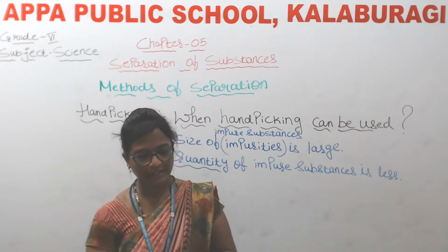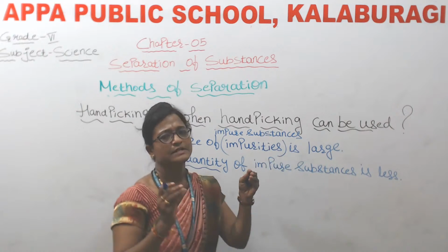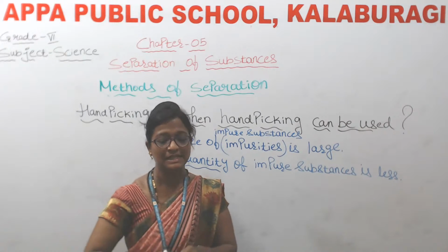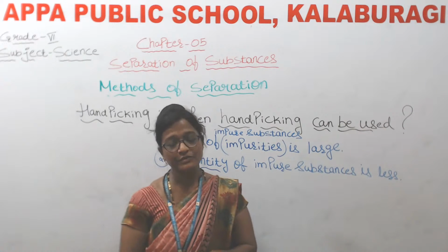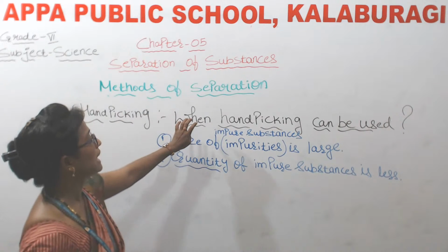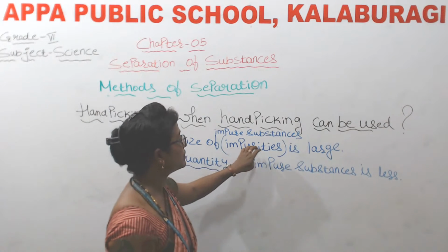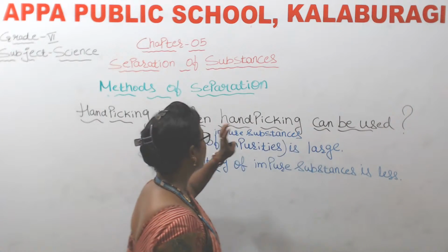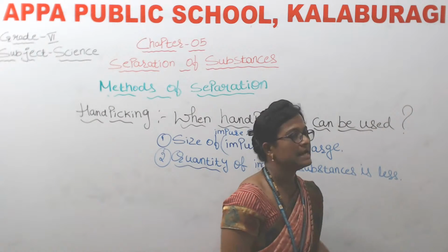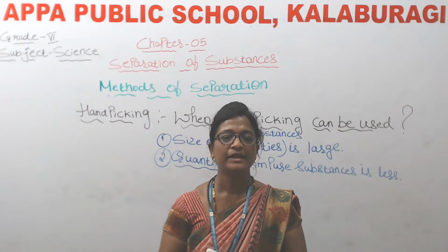For example, if the size of impurities is small and the quantity of impure substance is less, can we use it? No. So hand picking can be used when the size of impure substances is large and when the quantity of impure substances is less. Only in these two cases can hand picking be done.